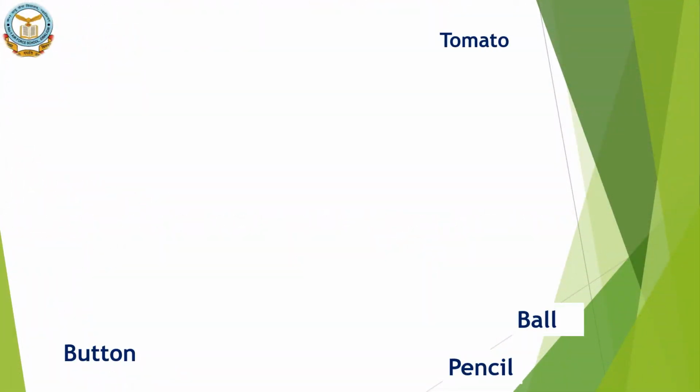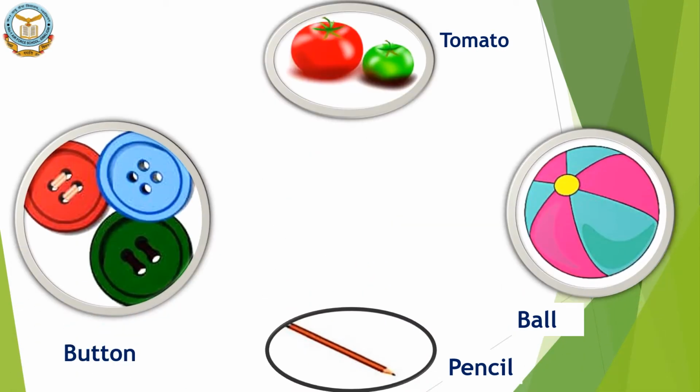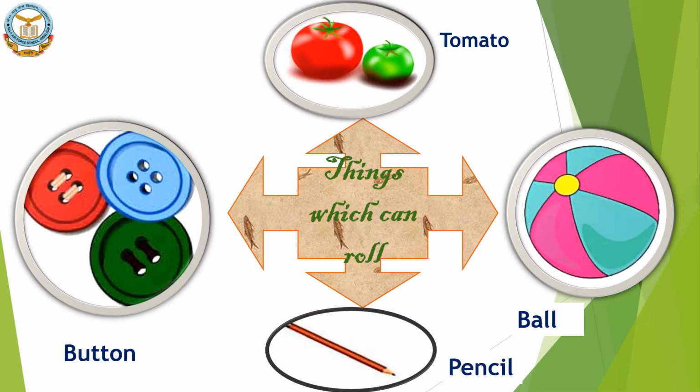Let's understand first type of movement, that is rolling. So students, here are some examples which can roll over the surface like tomato, button, pencil and ball. My dear students, you can also observe rolling by taking some examples which are available with you and try to roll over the surface. Can you do that?